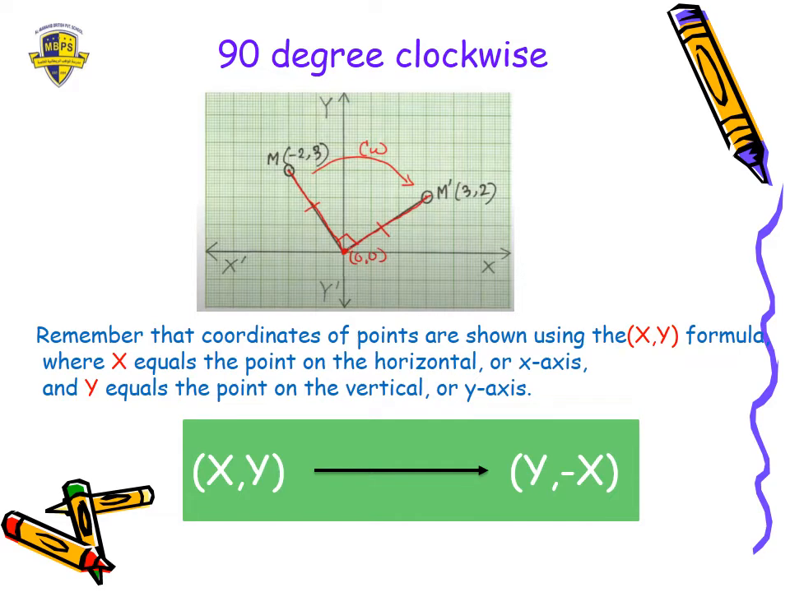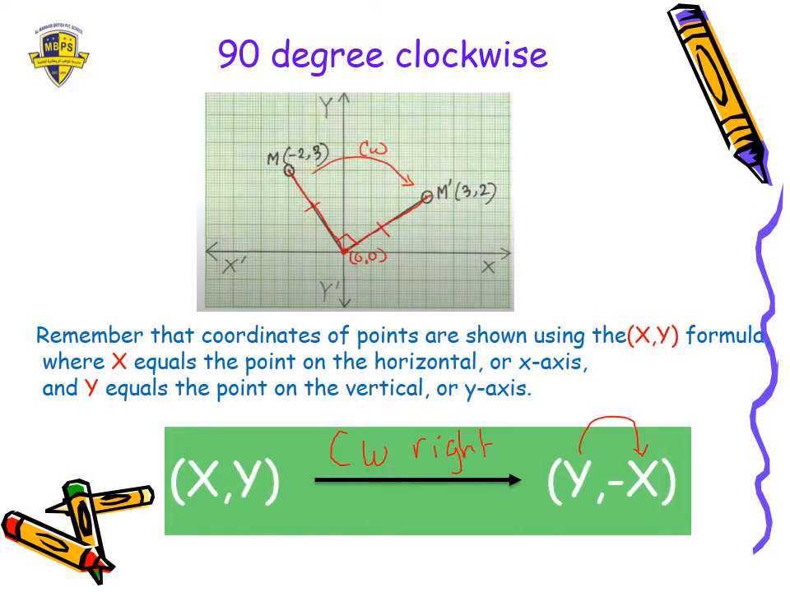I want to tell you a trick. How can you remember which one of x and y we have to change the sign of? Remember, grade 5, we are talking about clockwise, and clockwise means to the right. So if we check y and -x, which one is to the right side? It's x. Excellent. So here we have to change the sign of x.